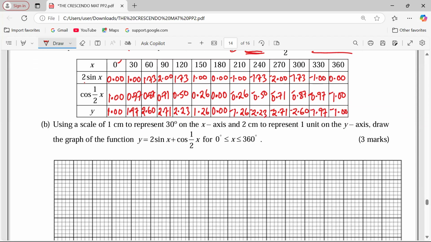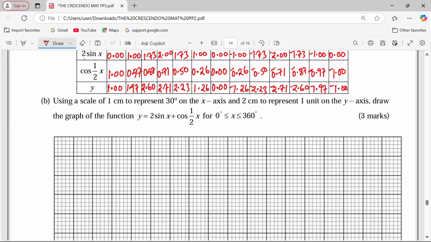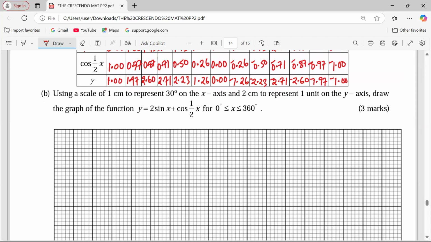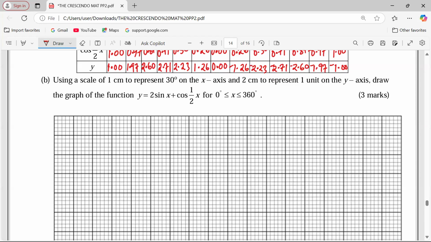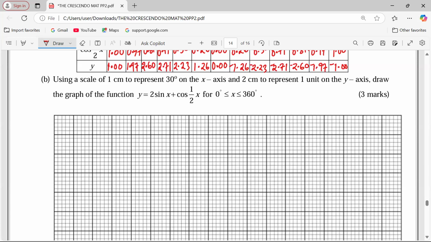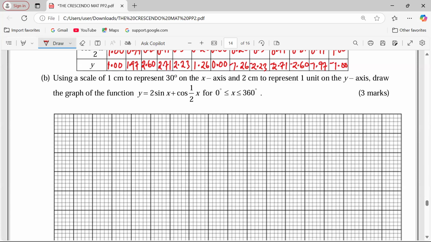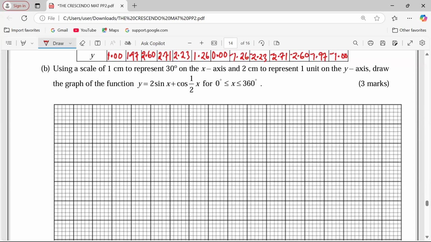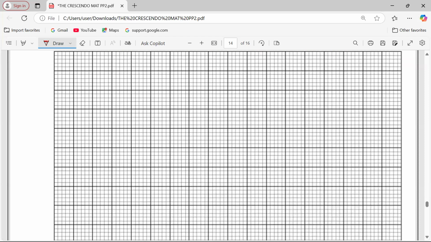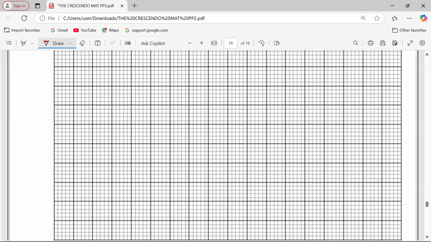The next thing is to plot using a scale of 1 centimeter to represent 30 on the x-axis, then 2 centimeters to represent 1 unit on the y-axis. Draw the graph. Let me first apply the scale.